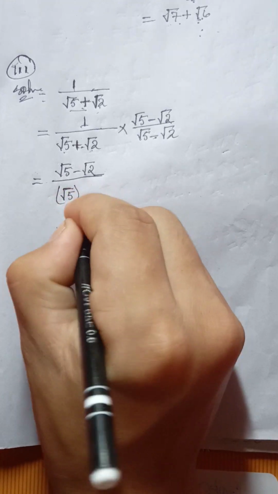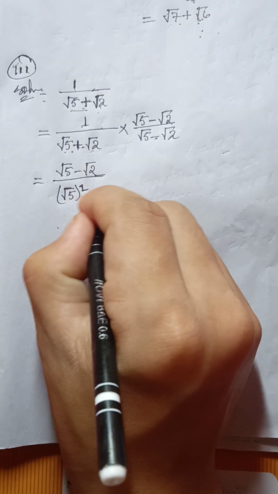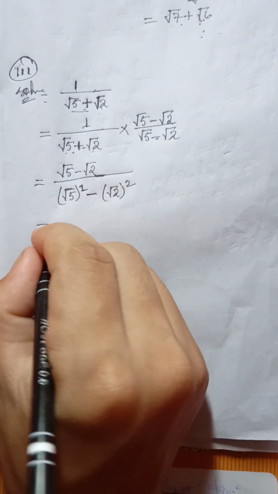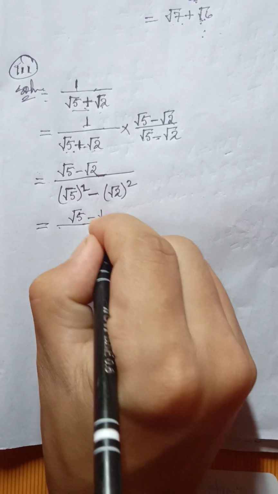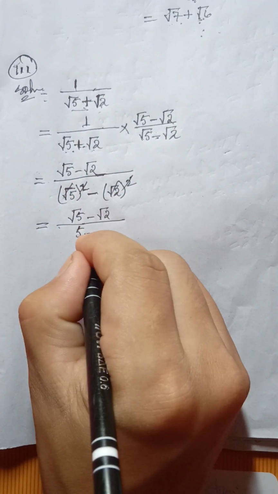Root 5 whole square. According to the formula, we have to write this. Root 5 square minus root 2 whole square. Square and root cancel, so 5 minus 2.